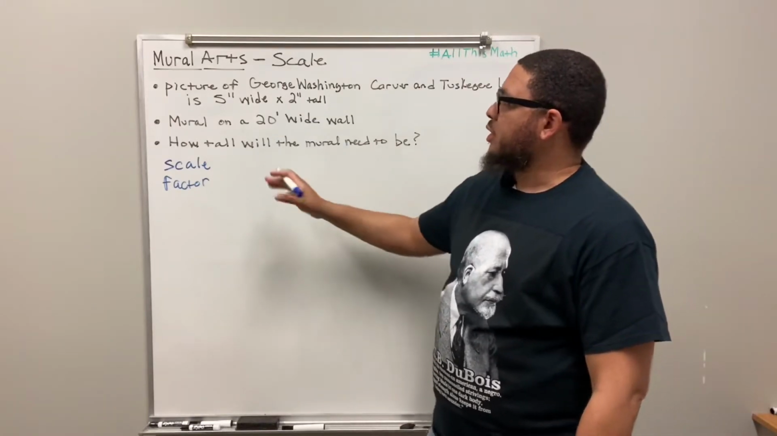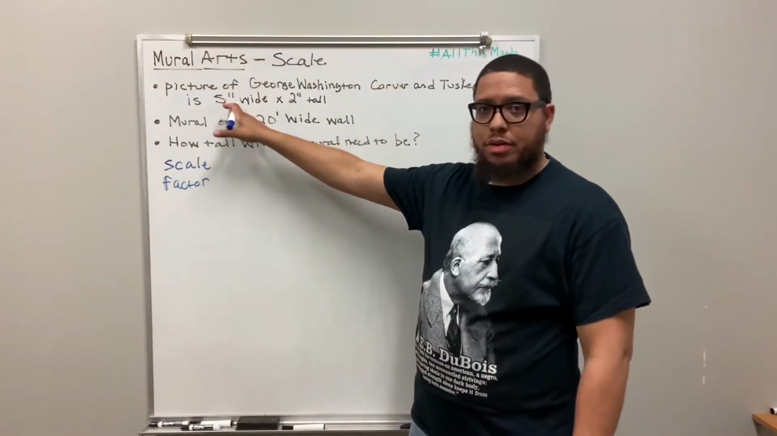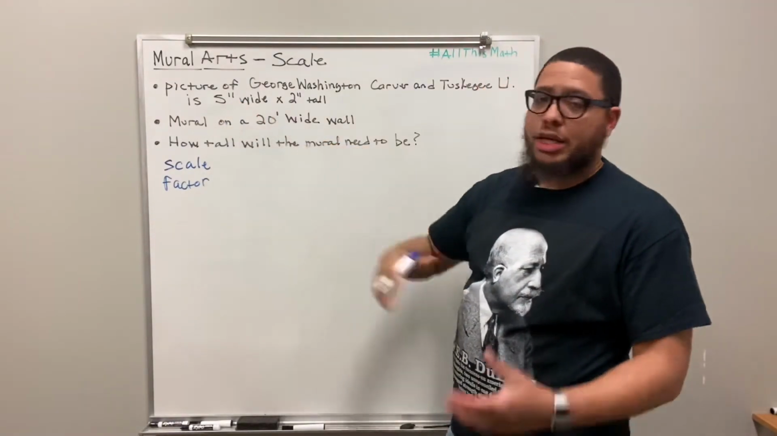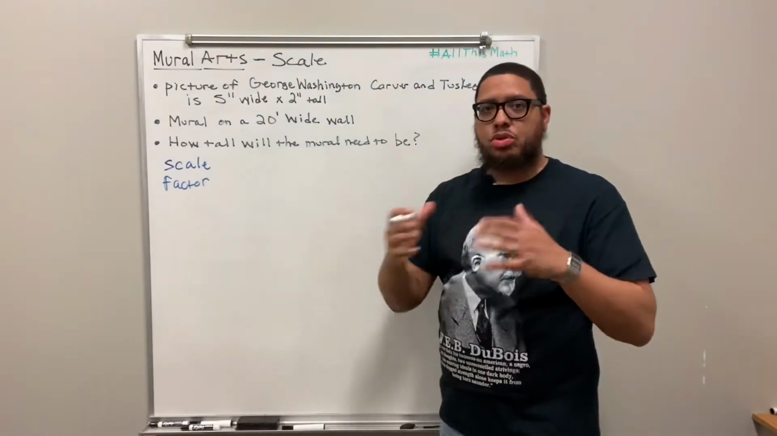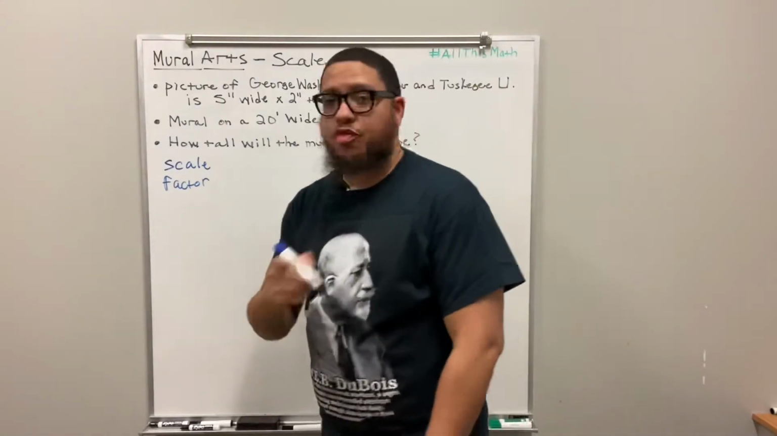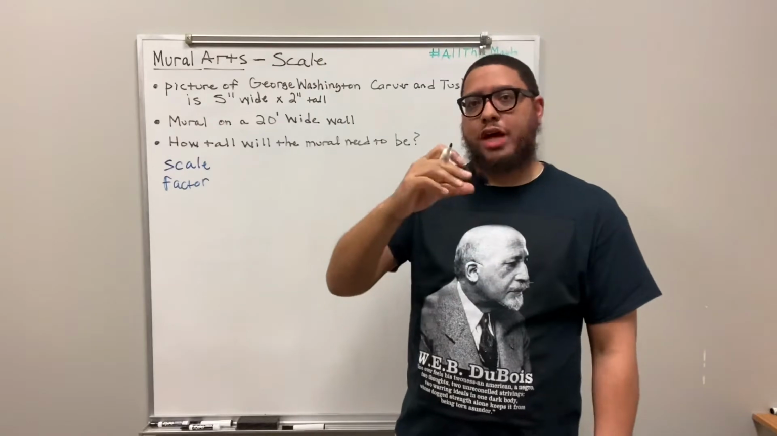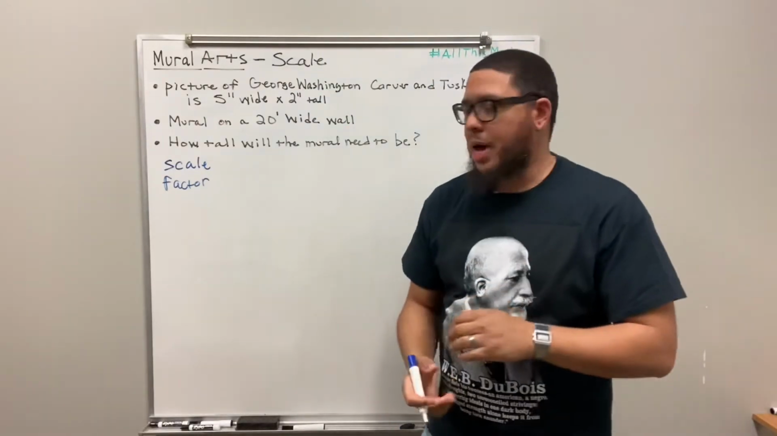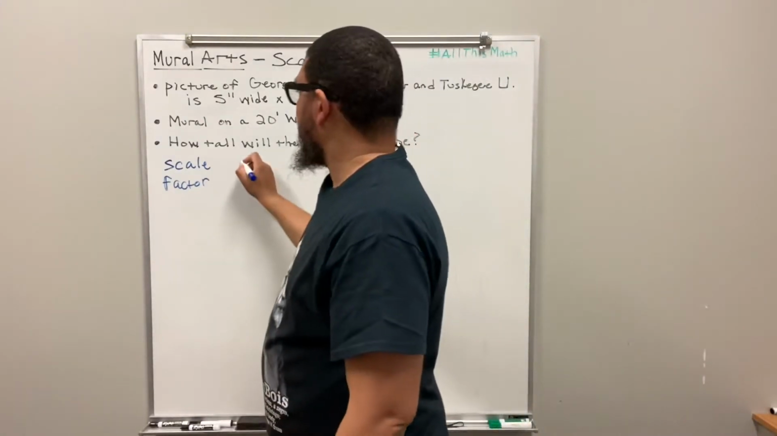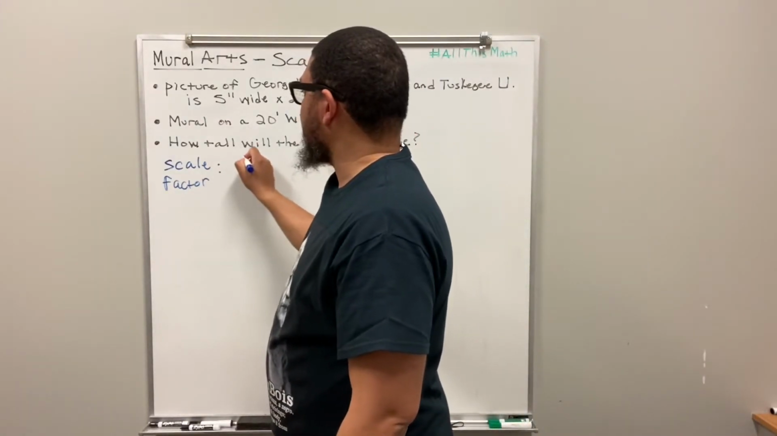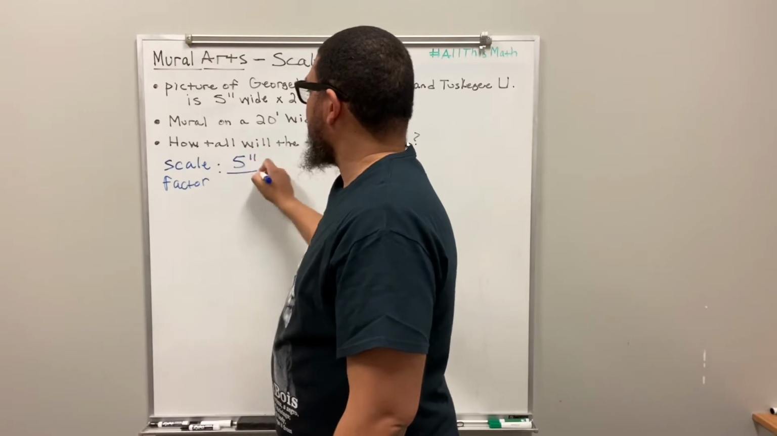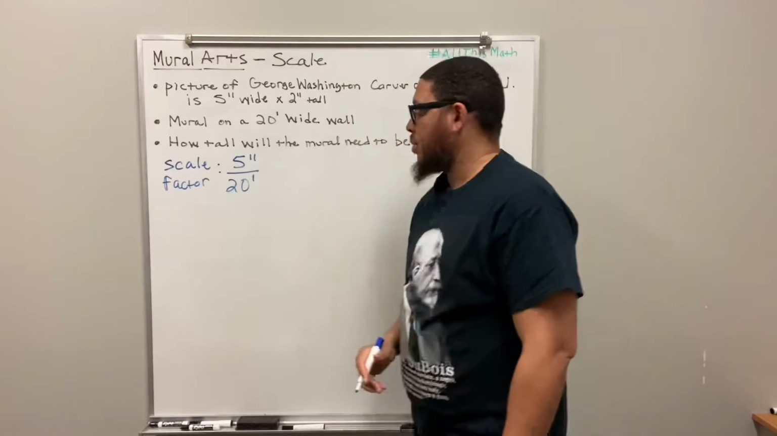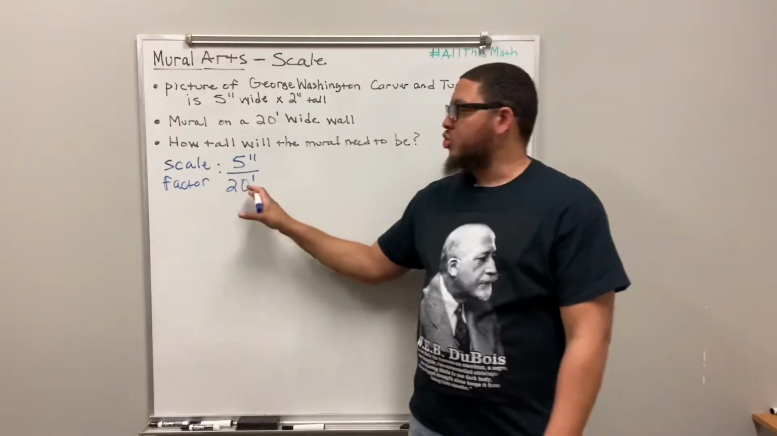What we can do is say, okay, I know how wide it is on paper, and I also know how wide it will be on the wall. So I can show a relationship between those two dimensions. And we use a fraction for that, a number that's broken into two parts. It has a numerator on top and a denominator on the bottom. So I can say, okay, scale factor, 5 inches is equivalent to 20 feet.